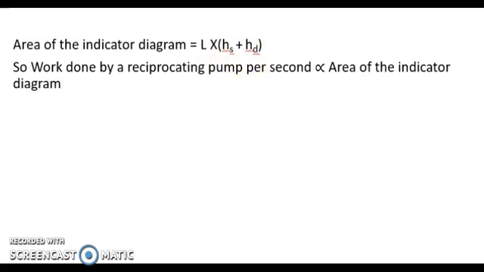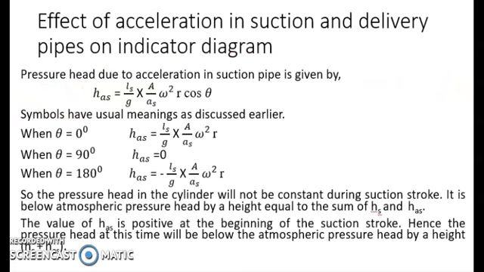We have already observed that the work done by a reciprocating pump per second is directly proportional to L into (HS plus HD), and we can see that this L into (HS plus HD) is the area of the indicator diagram. So we can say that the work done by a reciprocating pump per second is directly proportional to the area of the indicator diagram. Now let's discuss the effect of acceleration in suction and delivery pipes on the indicator diagram.